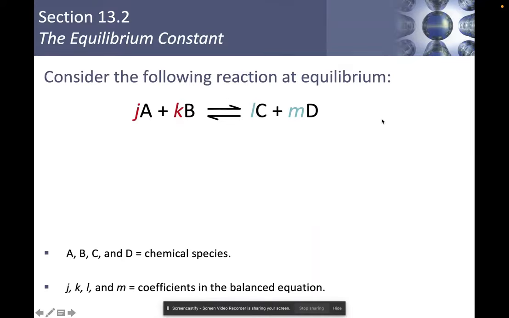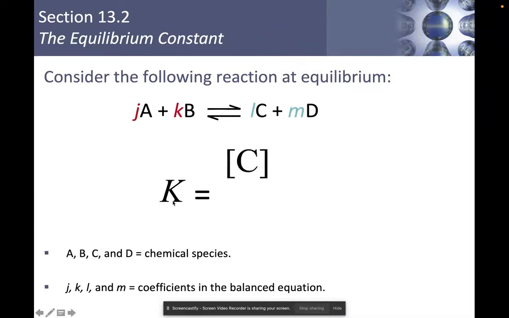So, these could all be ones, or they could be 1, 2, 3, and 3, or 1, 2, 2, and 1, whatever they might be when you balance your equation. Now, what is this? K is the equilibrium constant. And this is the way we would write the equilibrium constant for this particular generic reaction.